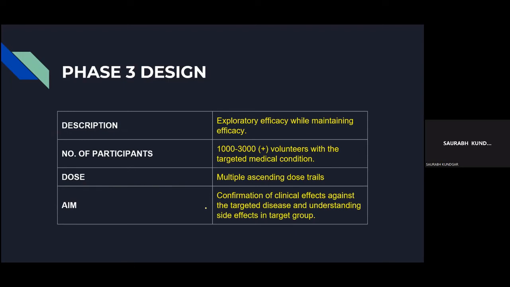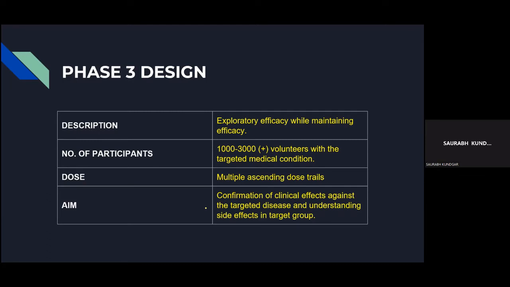So the number of patients increases tremendously to 1,000 to 3,000, and this is just a standardized number. It can be more than 3,000, it can be 10,000, 15,000 also. And these particular volunteers are targeted for a very specific medical condition for which this particular medication or molecule is being marketed. Here also you can test multiple ascending doses, but mostly the dose is fixed in phase 2, and we focus on the adverse effects and the efficacy part of it.